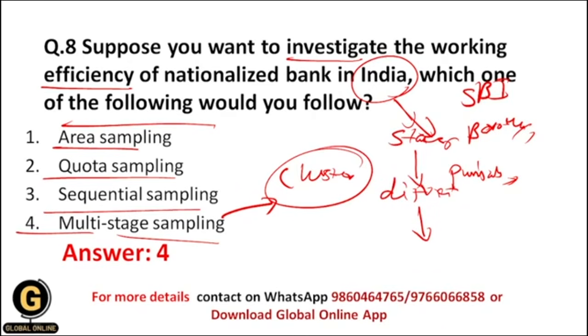Then within the districts I will make subgroups of towns or villages, and subsequently I will choose the nationalized bank, and after that I will investigate the working efficiency of that specific nationalized bank. And that's why this technique would be more efficient, because by using this technique I can reach each and every nationalized bank in India, so that I can investigate their working efficiency more accurately.